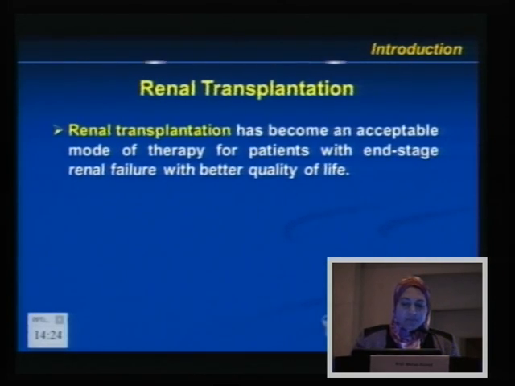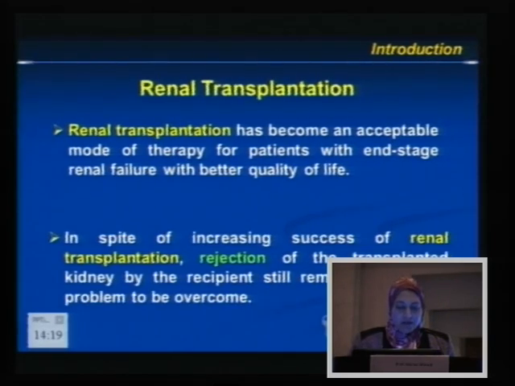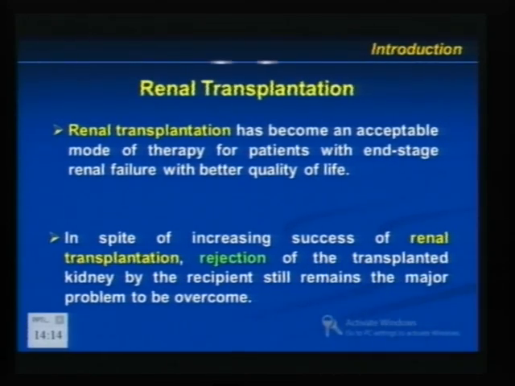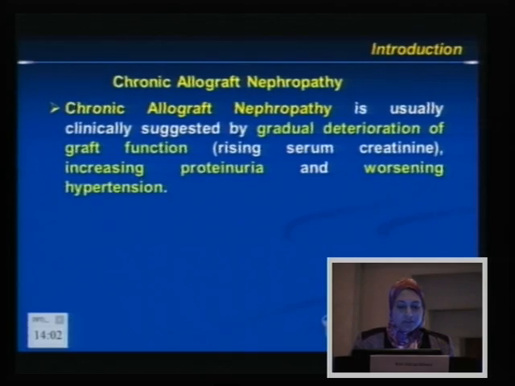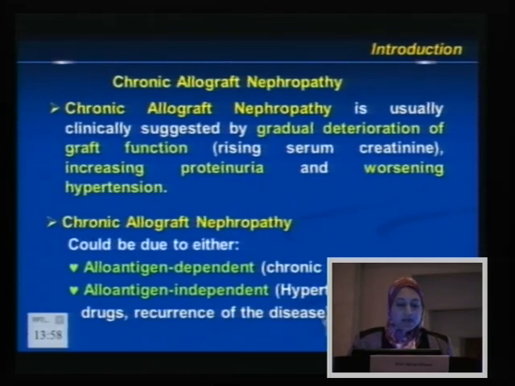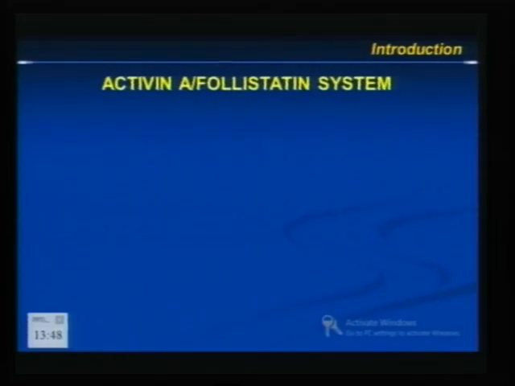Renal transplantation has become an acceptable mode of therapy for patients with end-stage renal failure, with better quality of life. In spite of the increasing success of renal transplantation, rejection of the transplanted kidney by the recipient still remains the major problem to be overcome. Chronic allograft nephropathy is usually clinically suggested by gradual deterioration of graft function, rising serum creatinine, increasing proteinuria, and worsening hypertension. CAN could be due to either allograft-dependent chronic rejection or allograft-independent causes, including hypertension, drugs, and recurrence of the disease.